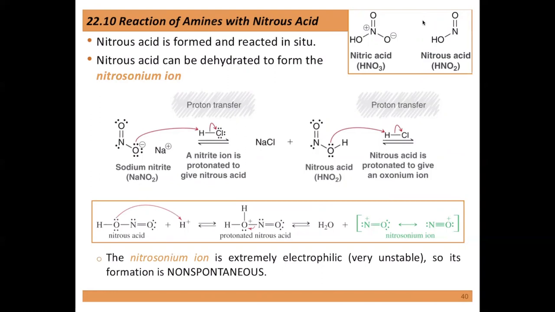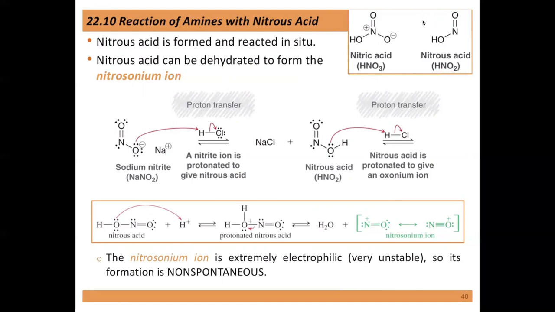So the last set of reactions that we're going to look at that amines undergo are reactions with nitrous acid. So we've used nitric acid before, which is HNO3. It's one of those strong acids that you memorize. It's very good at oxidizing. We've seen it in reactions back in the aromatic chapter. We used it to nitrate aromatic rings. We're going to focus on a different acid that is known as nitrous acid.